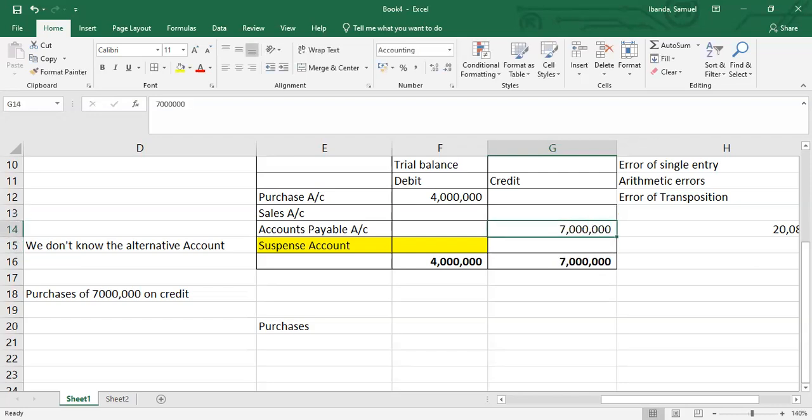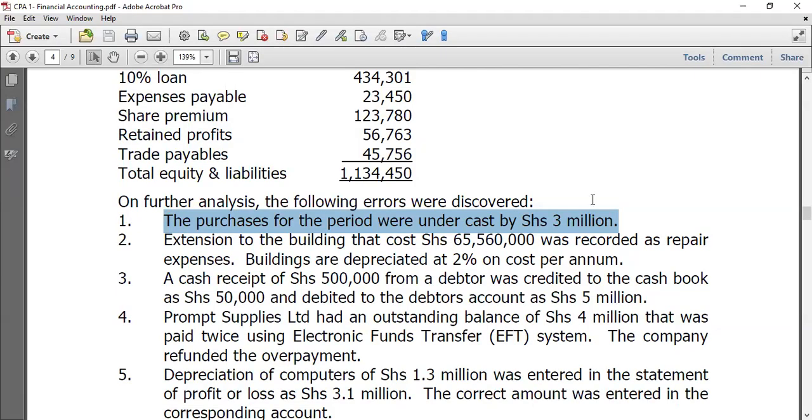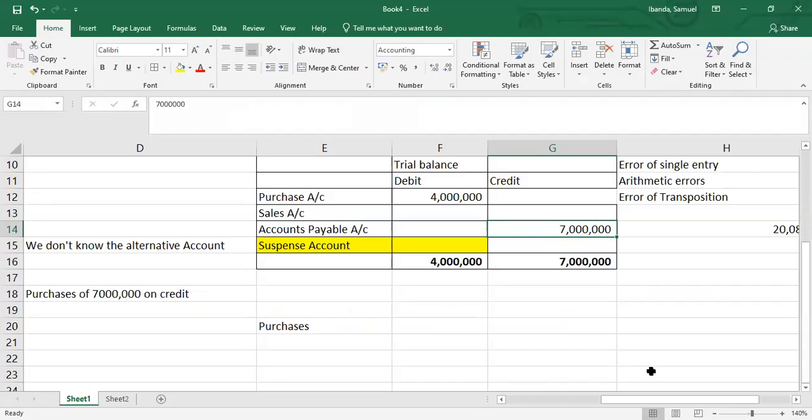The reason why I'm doing this is that every time they give you errors, it's only what they have mentioned that you should take to believe that there is an error that was actually made. What I mean is that if they say the purchases for the period were undercast by this amount, you only concentrate on the purchases. The assumption is that it was done rightly in the alternative account. So you need to keep in mind that when they say purchases were undercast, it means the transaction was done rightly in the other account.